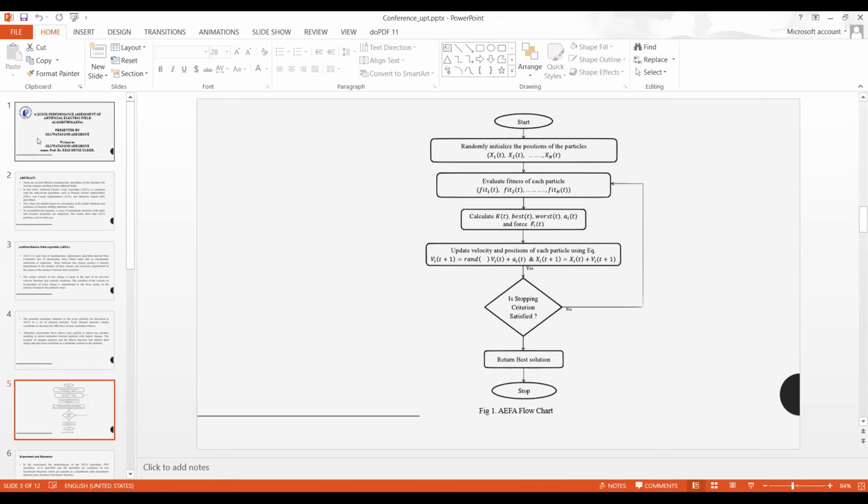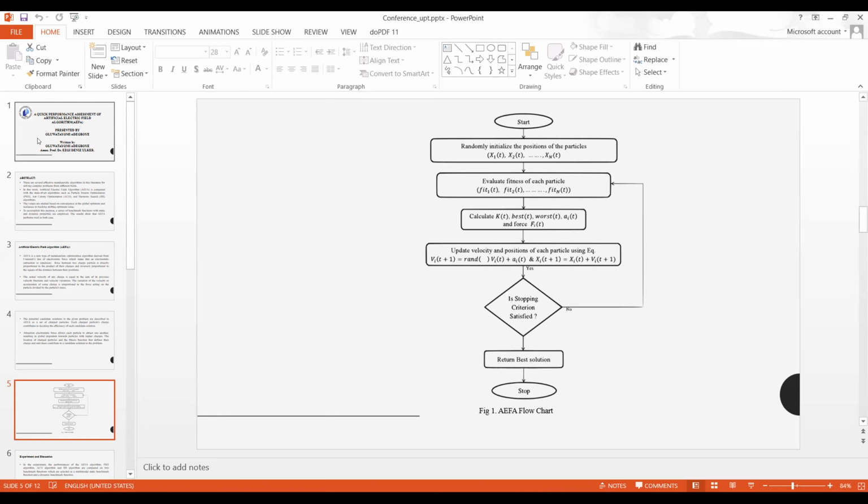This flow chart illustrates the steps of the artificial electric field algorithm, or what you can call AEFA. Firstly, we randomly initialize the position of these particles in the electrostatic field, and then we compute their fitness values. The fitness value is a result of the benchmark function being used, and we calculate the best particle. Depending on the type of problem you're solving, either maximization or minimization, the best particle in the case of a minimization problem will be the particle with the least fitness value, and the worst particle will be the particle with the highest fitness value.